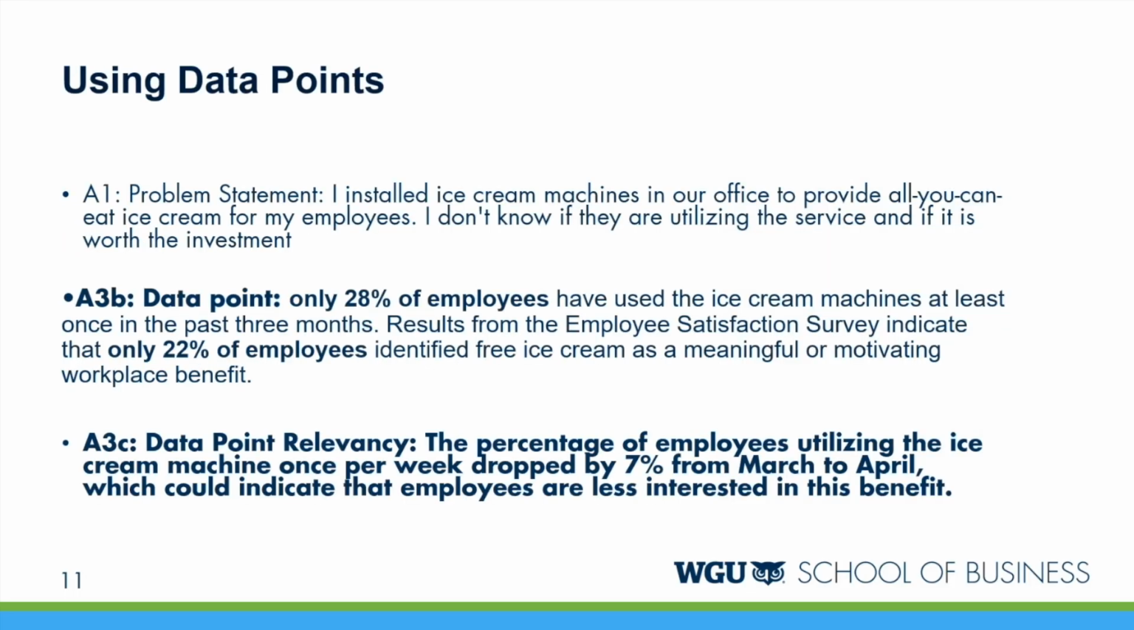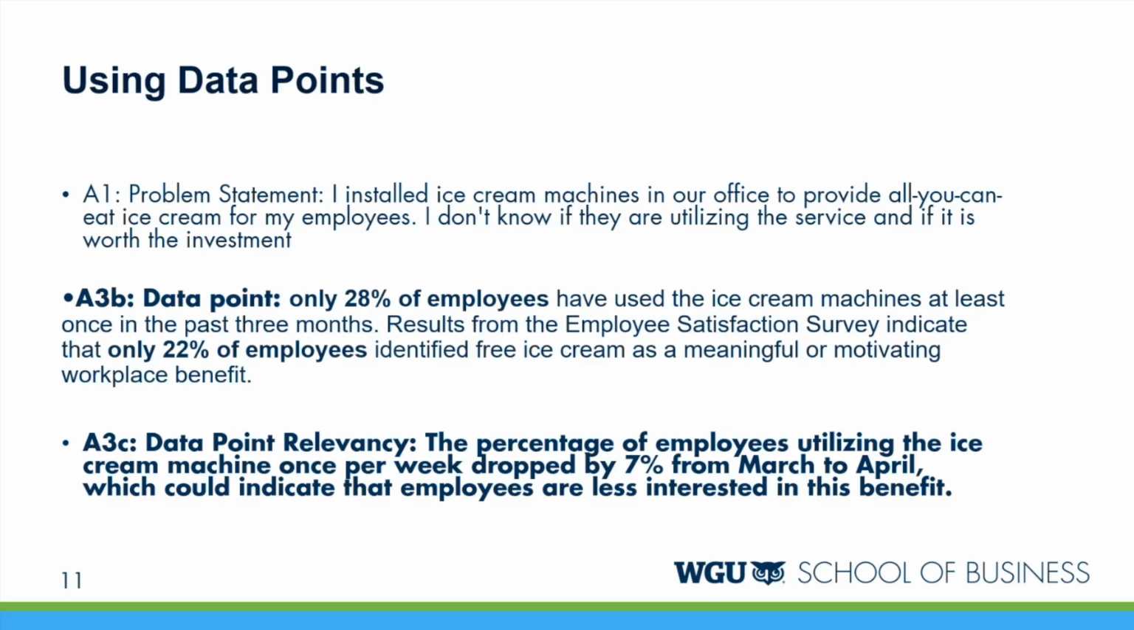Using data points. When you get to A3, so A1 is that problem statement, which we already talked about, A3 is where you put in the data. You're using that to support your problem statement. When you get to A3C, you're talking about why that data point is relevant. There's some little examples to boost that. We've got 28% of employees have used it in the last 3 months. The results from the survey indicate that only 22% of employees identified free ice cream as a meaningful or motivating workplace benefit. So we're taking that data point and we're asking, why is this relevant?